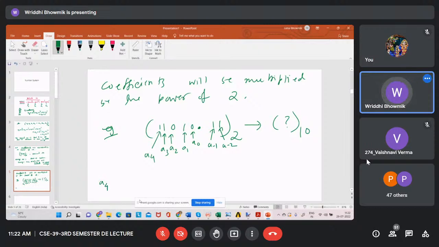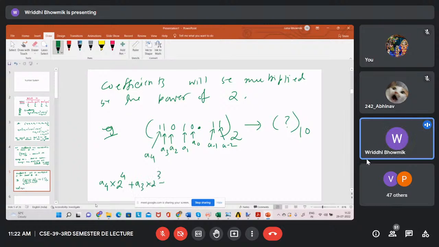Now A4, this is the coefficient. This will be multiplied by power of 2. So 2, what will be the power? 4. Plus A3 into 2 cube plus A2 into 2 square plus A1 into 2 to the power 1 plus A0 into 2 to the power 0 plus A minus 1 into 2 to the power minus 1 plus A minus 2 into 2 to the power minus 2.